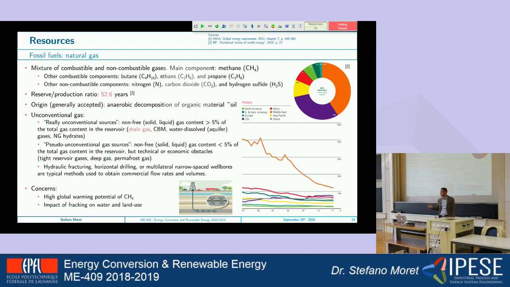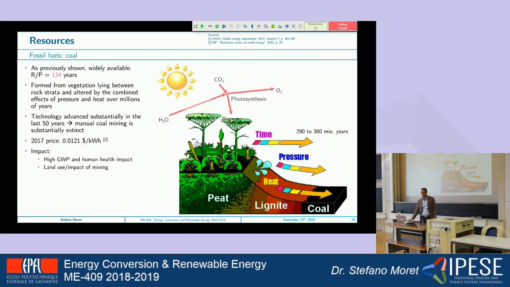So this has been a big boom in the US. It has lowered heavily the prices on the market, and this, of course, makes it even more difficult to phase out this kind of technology, this kind of resource. And then we have coal. Coal is probably the resource that at the moment we have more widely available, and unfortunately, it is also the most polluting in terms of human health and global warming potential. So I report some data in the next slides.